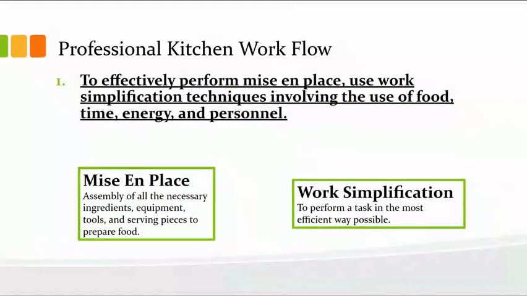We use work simplification techniques involving the use of food, time, energy, and personnel. We want to make sure that we're working smarter and not harder, which sounds a little backwards, but you just want to make sure that you're doing everything in a smart way, that you are gathering all of your supplies. If you know you're going to need multiple sets of tongs because you don't want to cross contaminate, then you need to make sure that you grab all the tongs and you're not sacrificing any type of standard to try to get your food out faster. So you just want to make sure that you're not over exhausting yourself by getting these preventative measures in place.